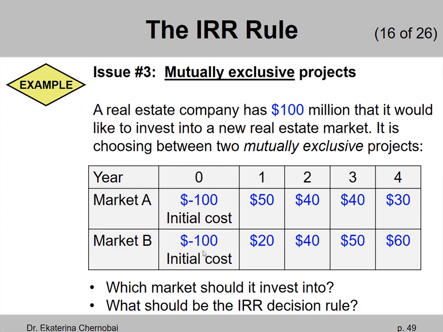If $100 million is instead invested into market B, then in 1 year, the real estate company would generate a $20 million profit. In 2 years, it would generate a $40 million profit. In 3 years, $50 million. In 4 years, $60 million. So these are our cash flows. This is a conventional type project because we invest money today and we receive money in all future years.